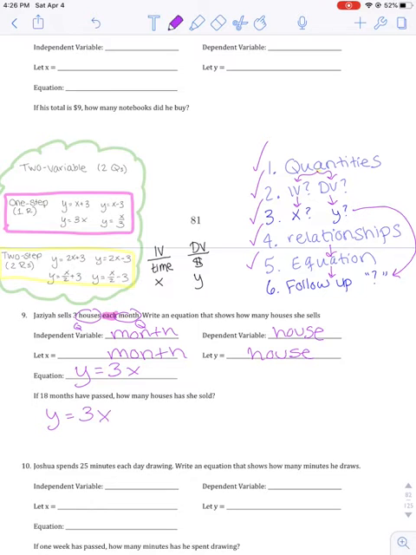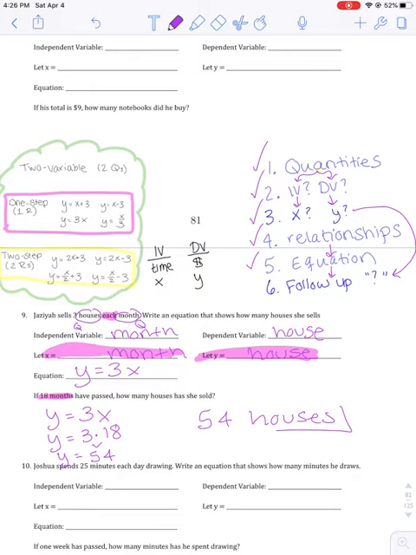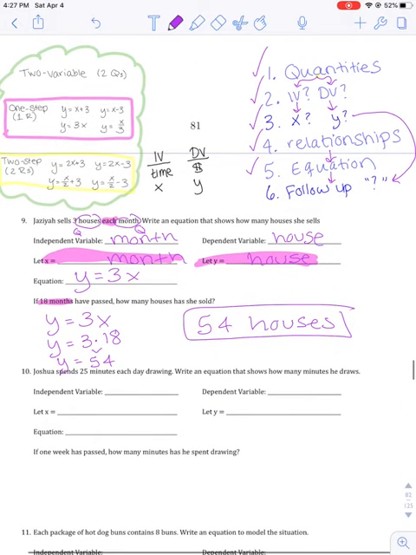Now the follow-up question: I need to use my equation with what I defined x and y to be. It says if 18 months have passed, months goes with x. Months is the same thing as x in this problem. So that means I need to replace my x with 18. So it's going to be 3 times 18. So y equals, there's no algebra to do, 54. Y means houses. So 54 houses.